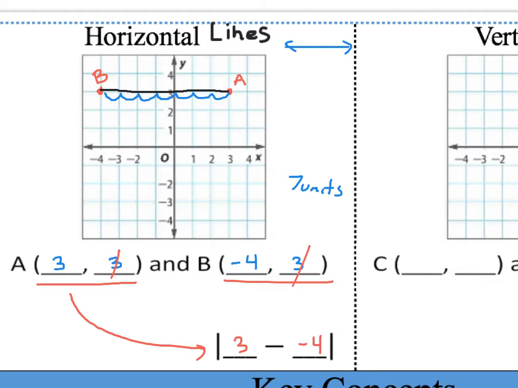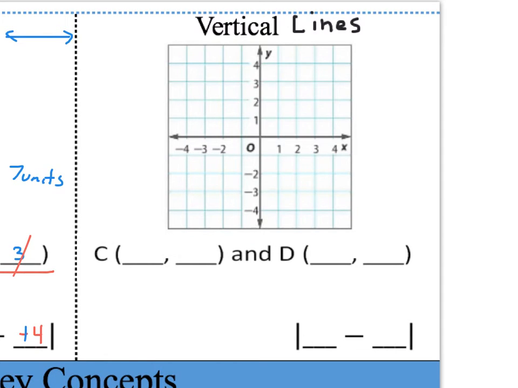One more thing we should talk about: anytime you have two negatives next to each other, they basically cancel each other out, and the two negatives become positive. Now let's talk about some vertical lines. Vertical lines are lines that go up and down. Let's pick some points and plot them on the grid.